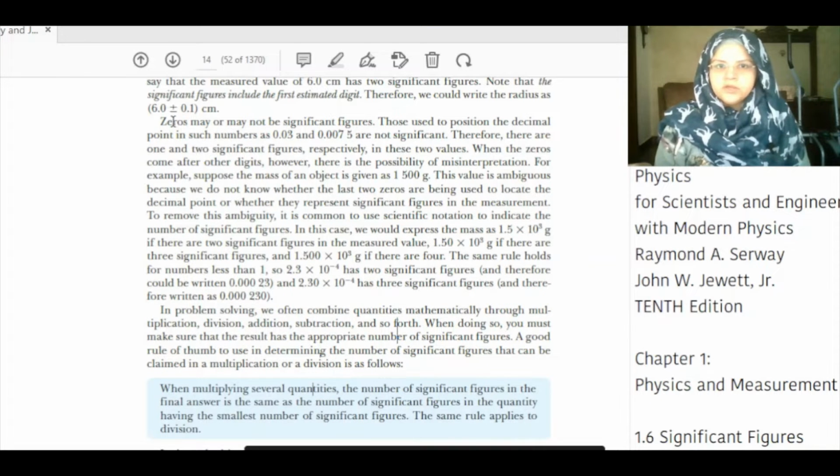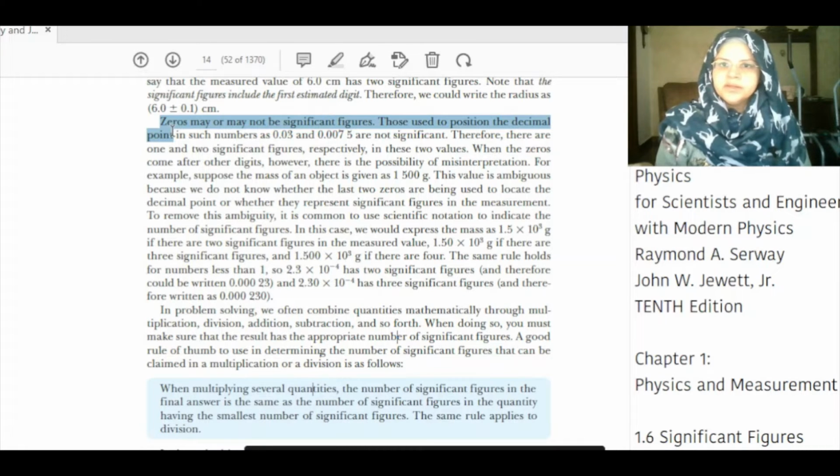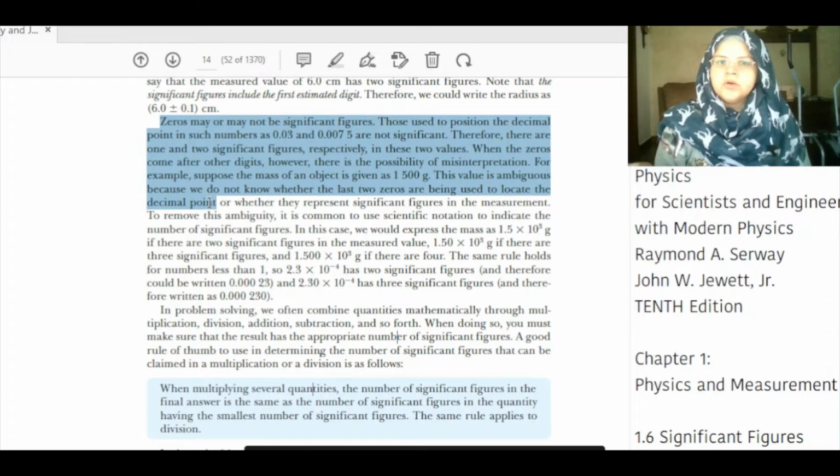Zeros may or may not be significant figures. Those used to position the decimal point in such numbers as 0.03 and 0.0075 are not significant. Therefore, there are 1 and 2 significant figures respectively in these two values. When the zeros come after other digits, however, there is a possibility of misinterpretation. For example, suppose the mass of an object is given as 1500 gram. This value is ambiguous because we do not know whether the last two zeros are being used to locate the decimal point or whether they represent significant figures in the measurement.